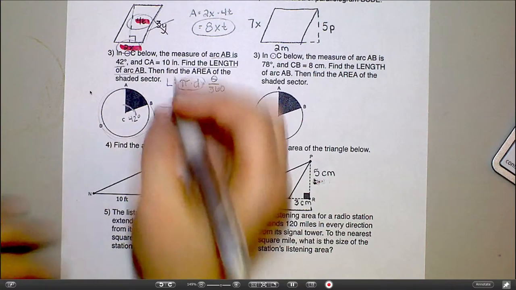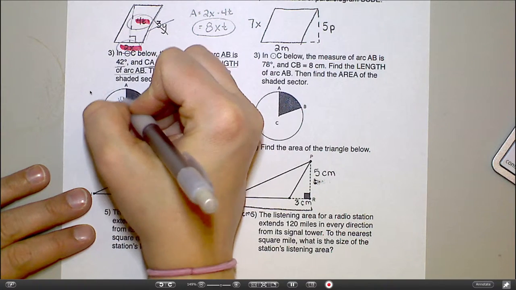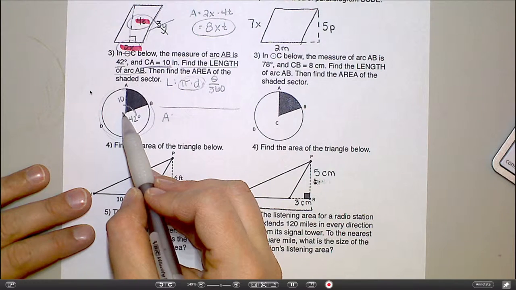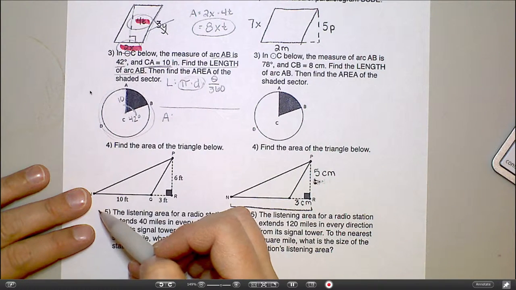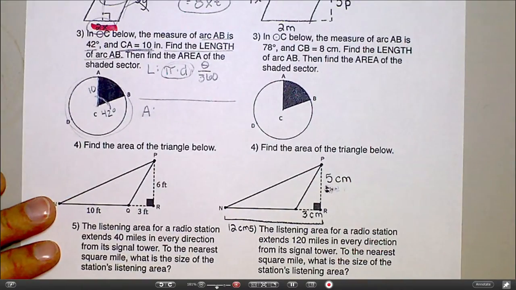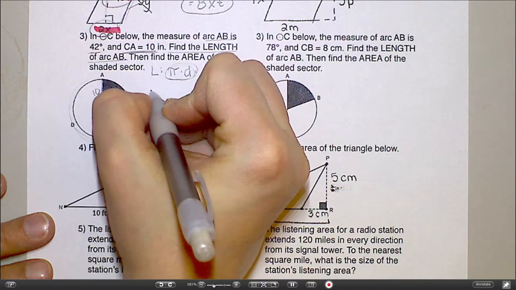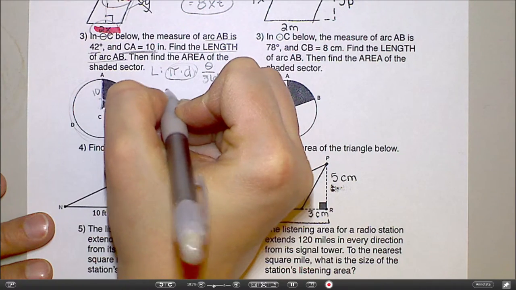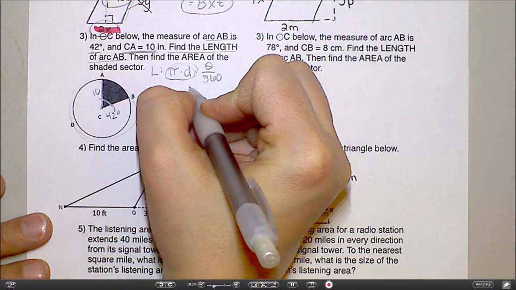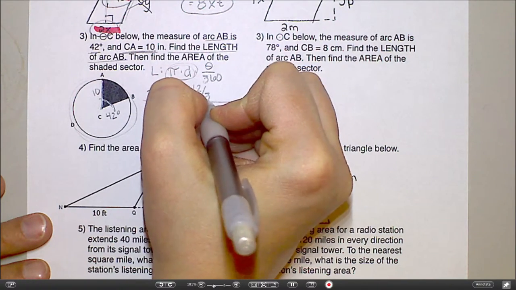Yeah, it tells us up here that CA equals 10. That's a radius, right? So you see that CA is a radius of the circle, so the diameter would be 20. To find this arc length, I'm going to do pi times 20, and it doesn't say exact, so you can go ahead and type pi into your calculator, times the angle, which is 42 out of 360.